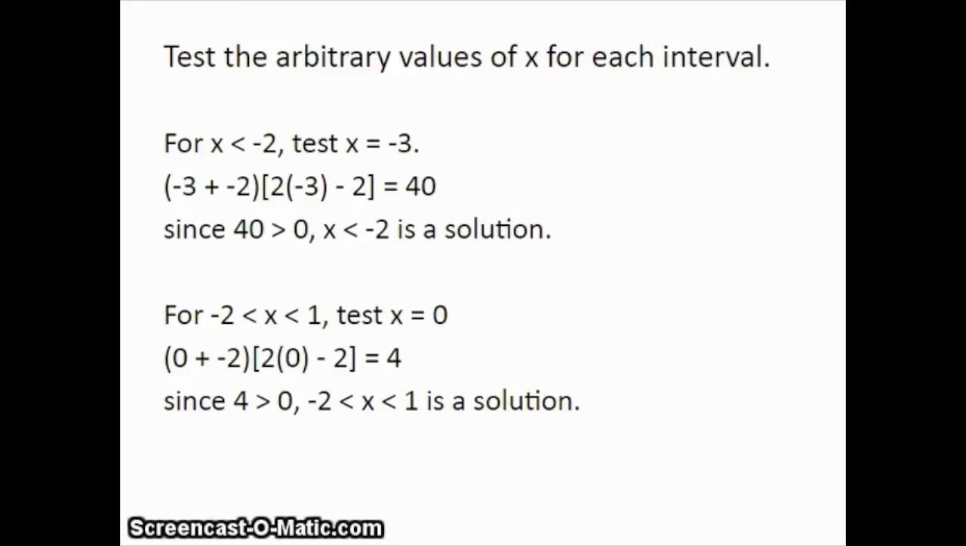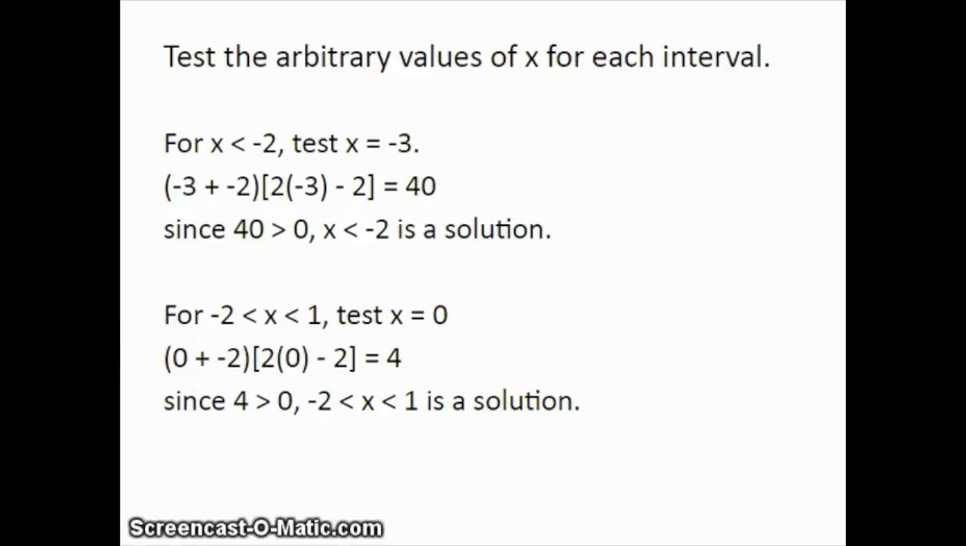For x is less than minus 2, test x is equal to minus 3. To do this, input minus 3 into the brackets where x should be. Then we'll be given 40 as a result. Since 40 is greater than 0, x is less than negative 2 is a solution.